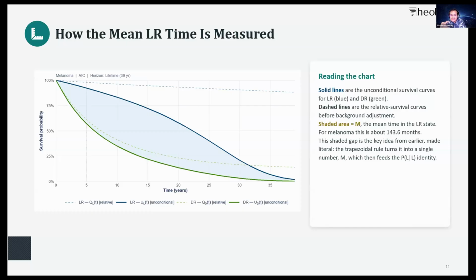Now, presenting from a graphical perspective how the numbers look. In this picture, you can see the solid lines. These two are the survival curves, local recurrence on top and distant below. The dashed lines are the relative survival curves, without background mortality adjustment, and you can see that it goes on and on. The shaded region between these two solid lines is 144 months, roughly 12 years. That is the area that tells us how much time a patient is living in that LR state. And that's the whole trick in one image: measure the shaded area and it hands you the transition probability.